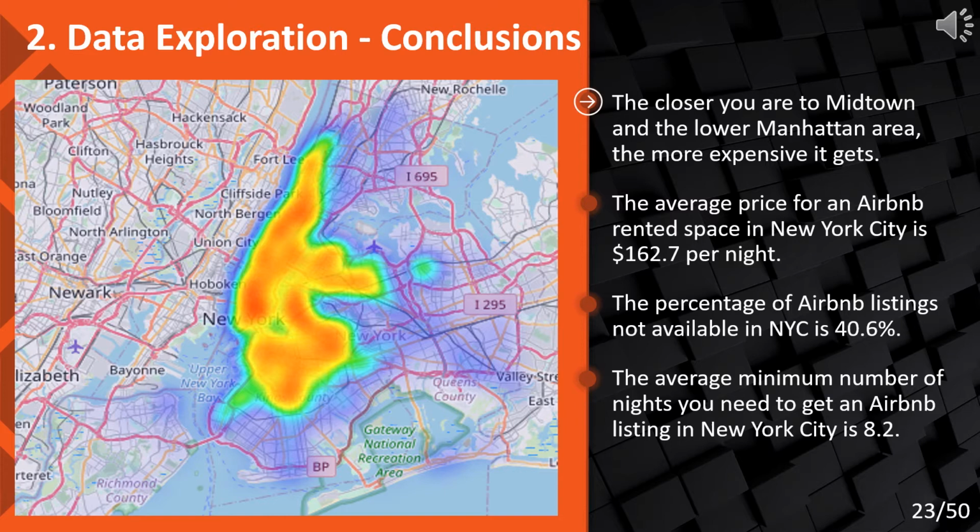Data exploration. Conclusions. The closer you are to Midtown and the lower Manhattan area, the more expensive it gets. The average price for an Airbnb rented space in New York City is $162.7 per night. The percentage of Airbnb listings not available in New York City is 40.6%. The average minimum number of nights you need to get an Airbnb listing in New York City is 8.2.